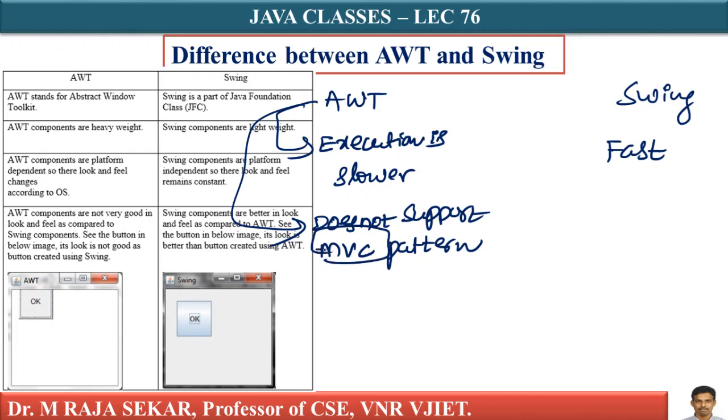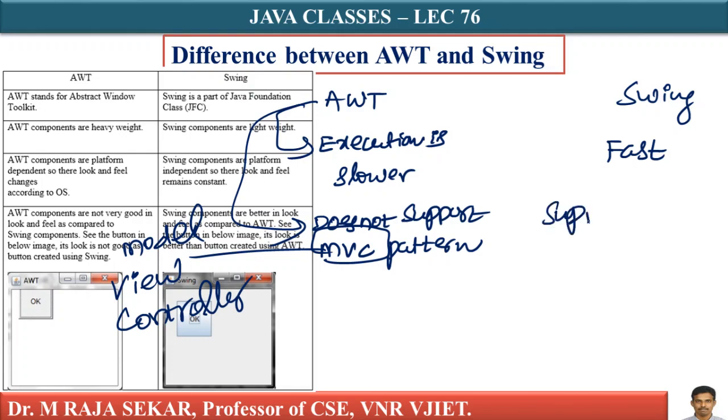MVC means M is model, V is view, C is controller. This is the MVC architecture or MVC pattern. AWT does not support the MVC pattern, whereas Swing supports the MVC pattern.